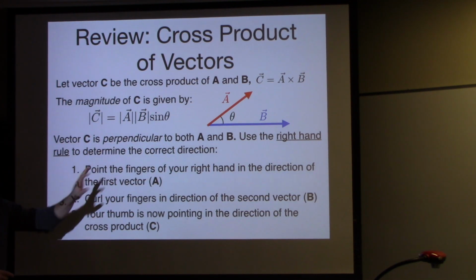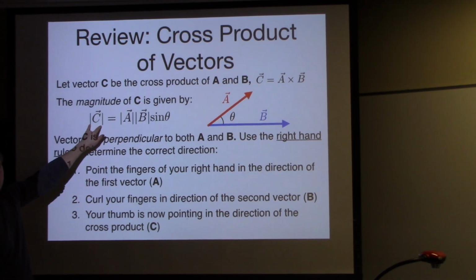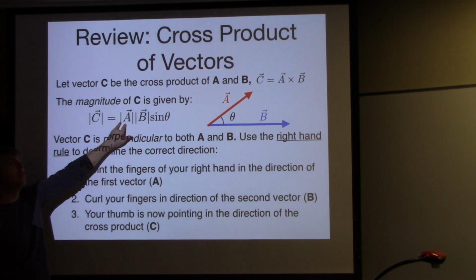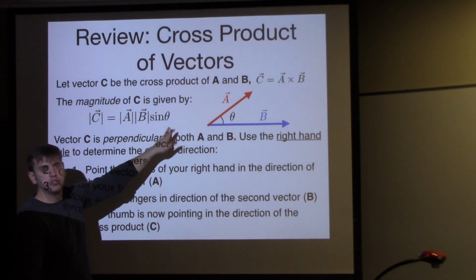Okay? So there are two things. When you do a cross product, you actually get out a vector. So the result of doing a cross product is another vector. So we need to know the magnitude of that vector C and the direction of that vector C. So let's start with the magnitude. The magnitude of a cross product is given by this. The magnitude of vector C is equal to the magnitude of vector A times the magnitude of vector B times the sine of the angle between them.